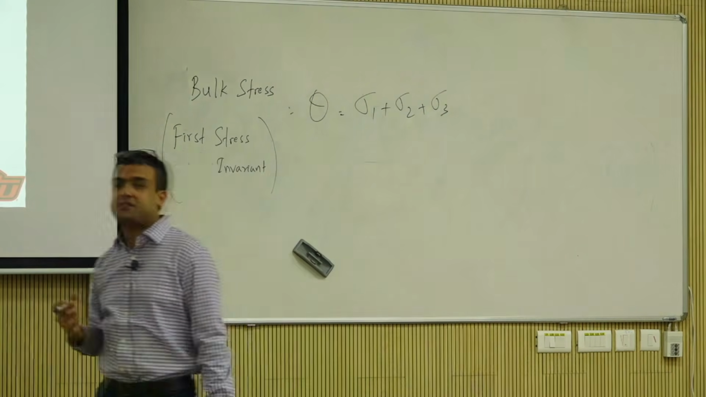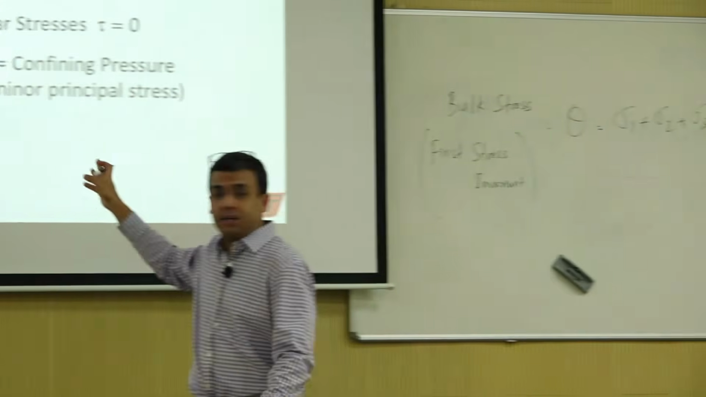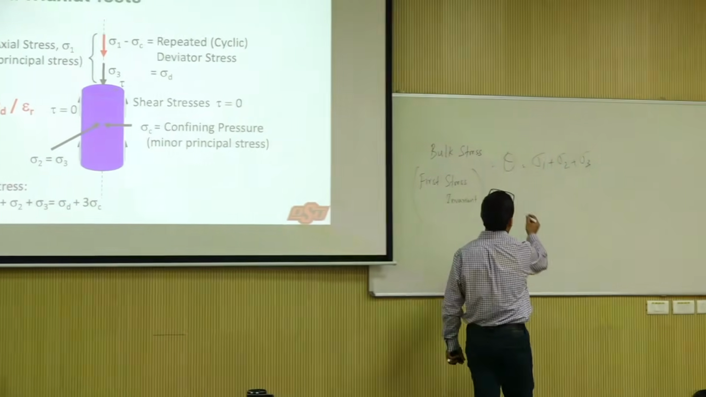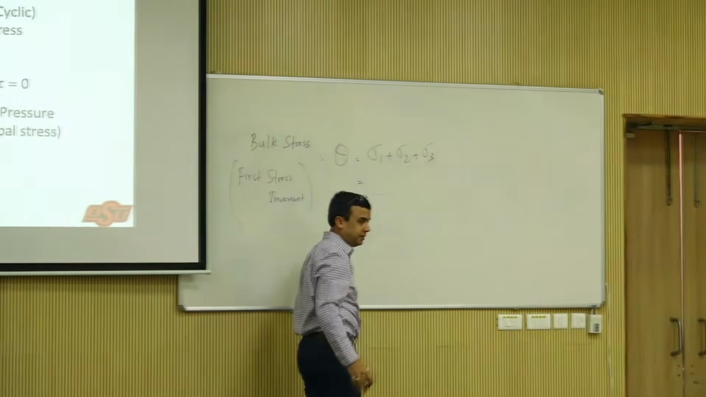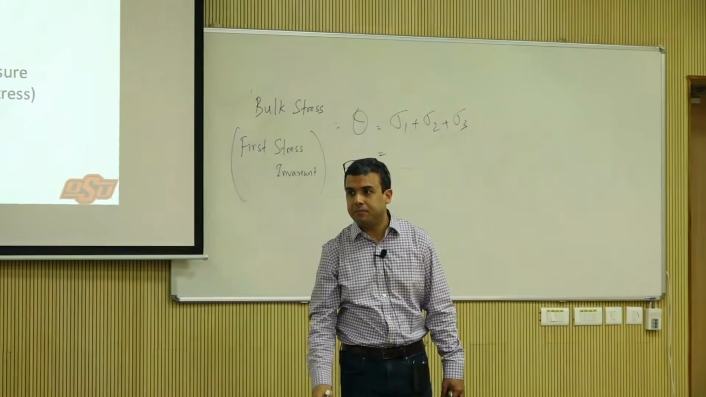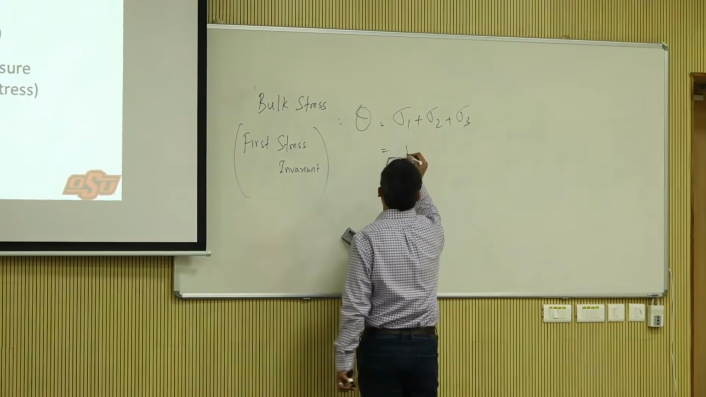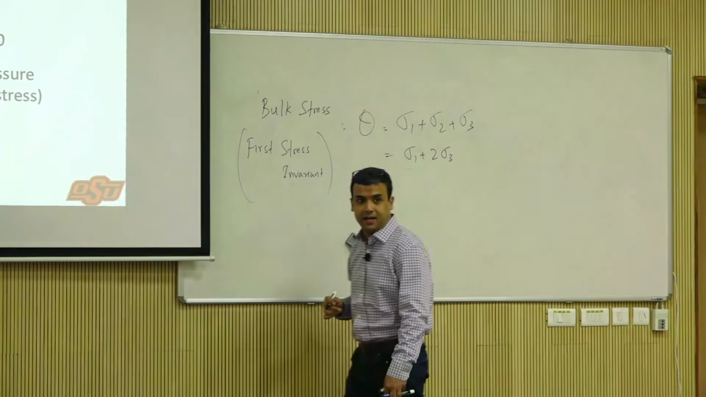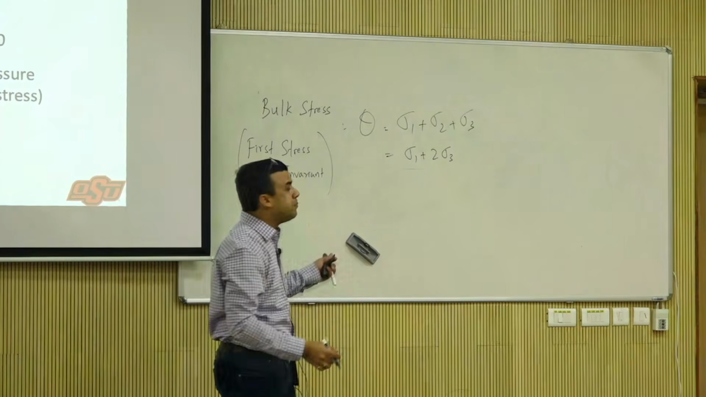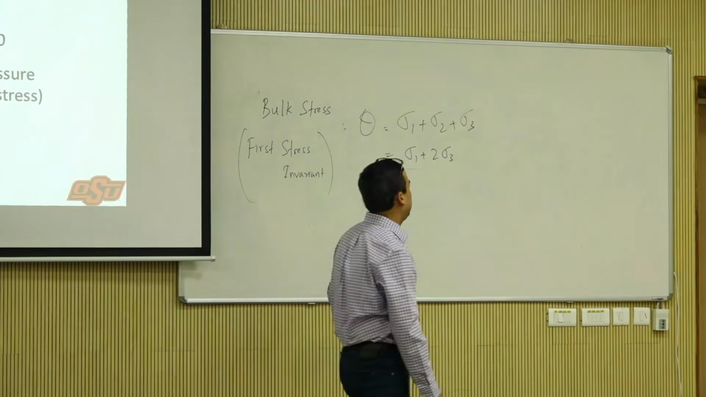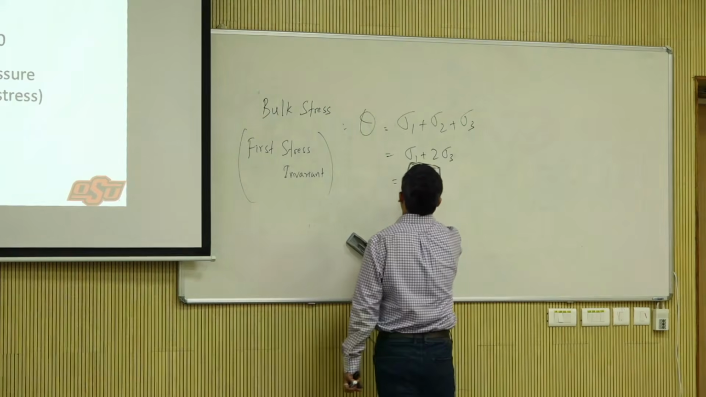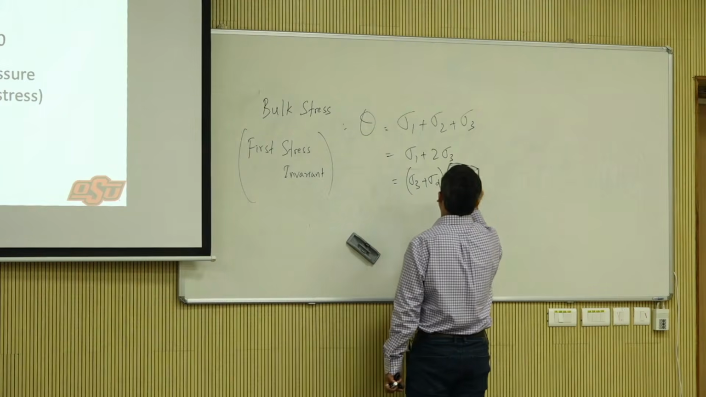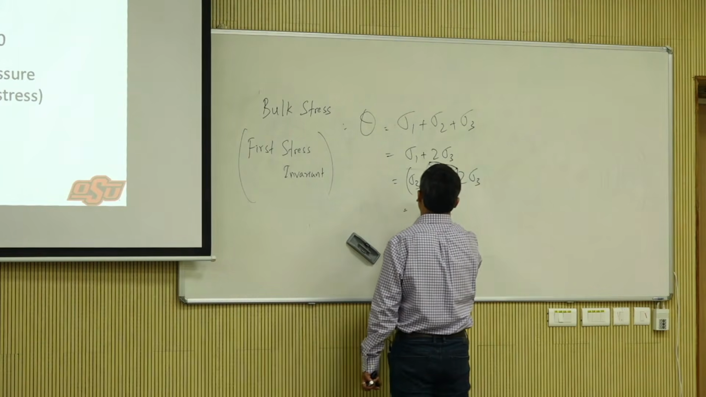Okay, let's look at a triaxial device, right? What is the relationship between sigma 2 and sigma 3? They're the same, right? So we write it as sigma 1 plus 2 sigma 3, right? What is the relationship between sigma 1 and sigma 3? Sigma 3 plus sigma d, plus 2 sigma 3.